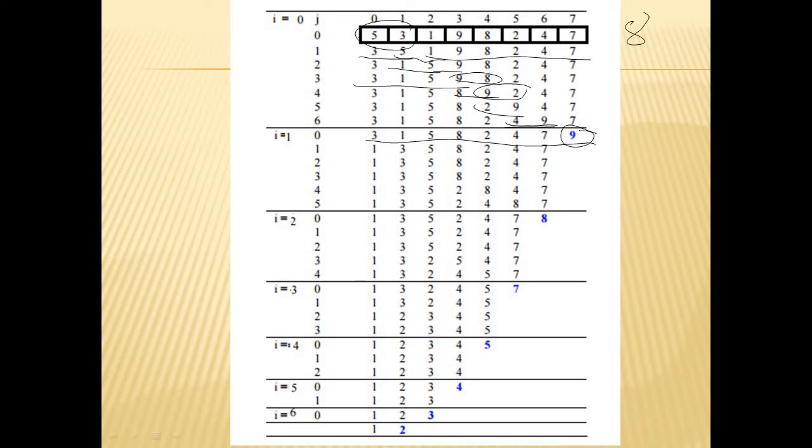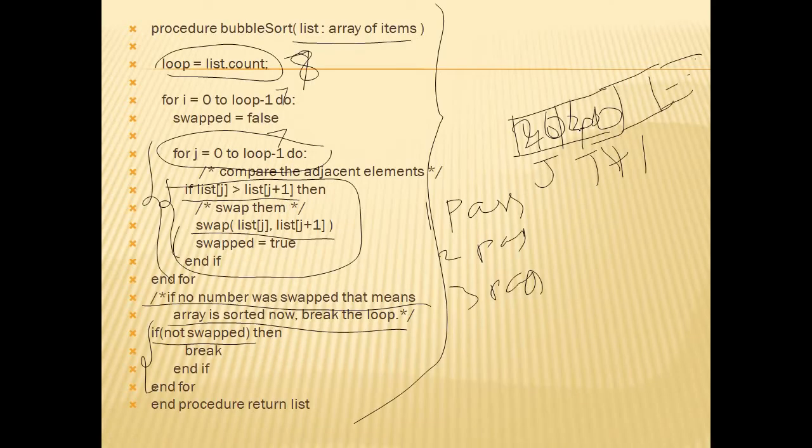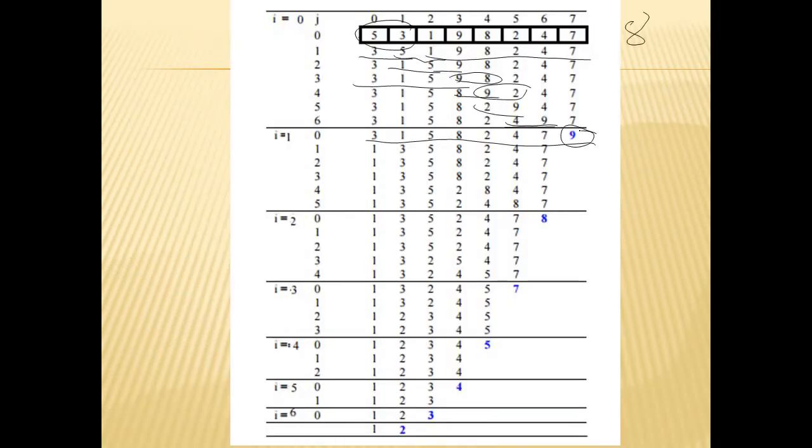One pass is completed, which means one inner loop is completed. Next, the outer loop will go again. So for i equal to 0 to 7, the next value will be i equal to 1. The remaining process will continue the same way.